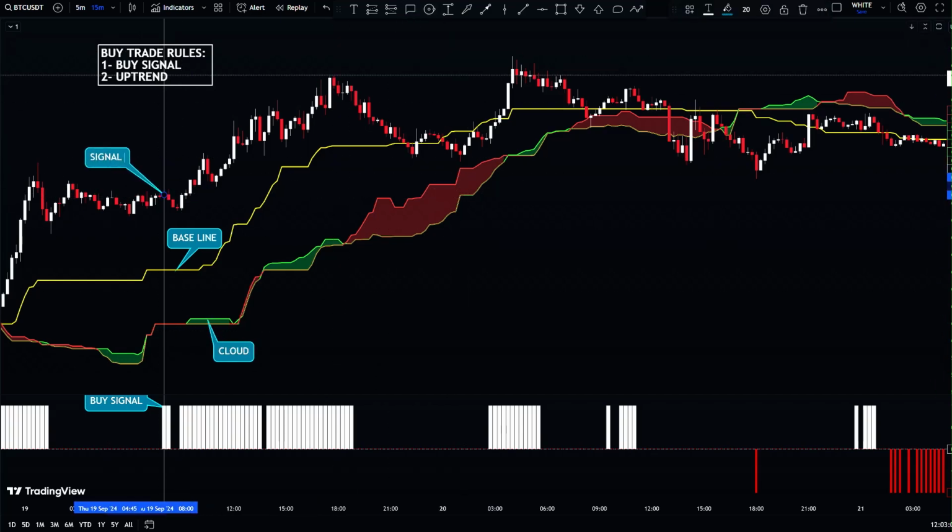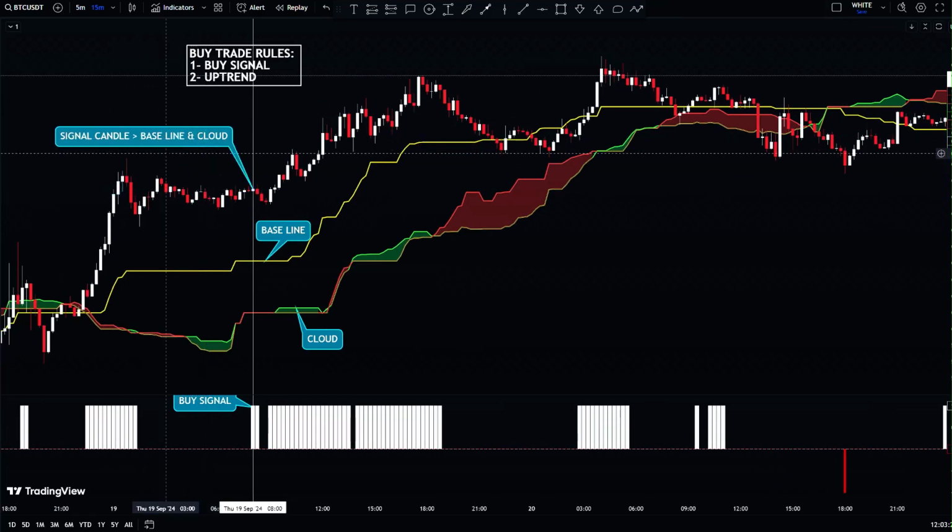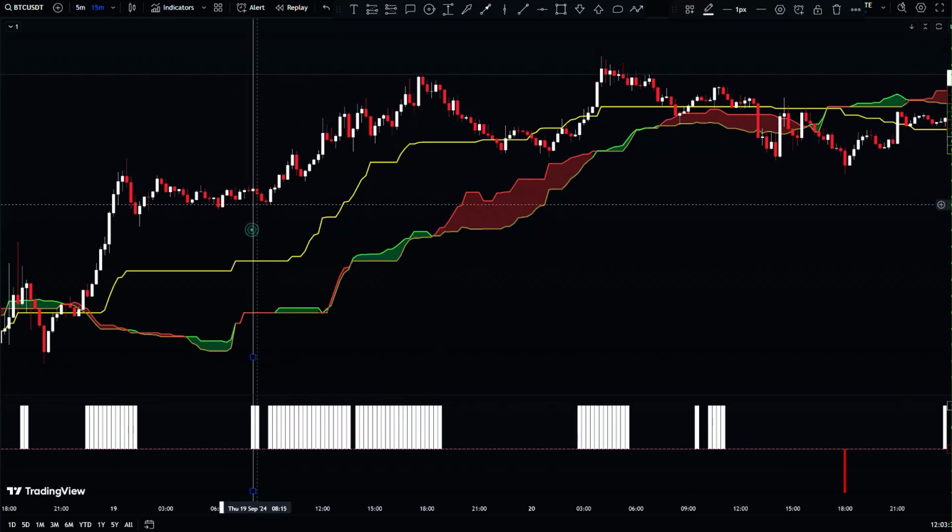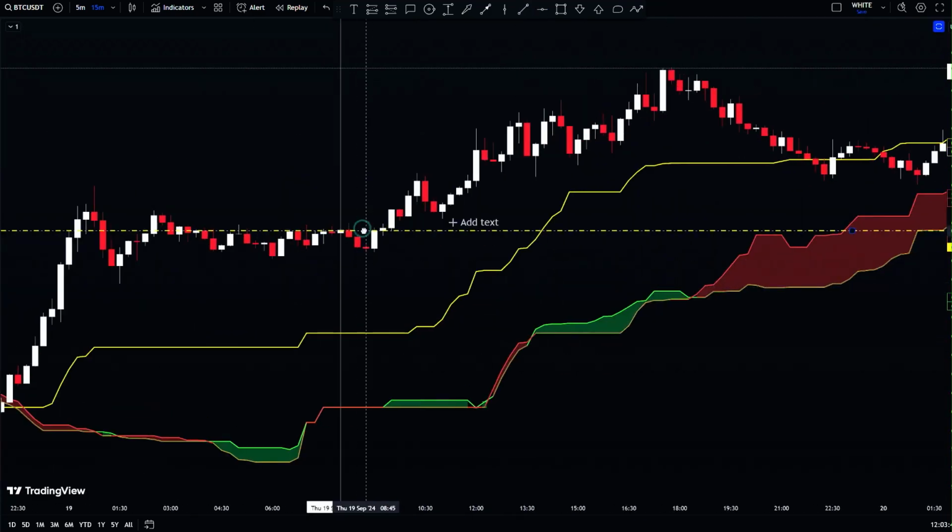The Kijun line, also known as baseline, and the Ichimoku cloud are components in identifying trend direction. If the closing price is above both, it indicates a strong uptrend, which is a good time to consider entering a buy trade. Once we confirm the uptrend, we can go ahead and enter the buy trade.